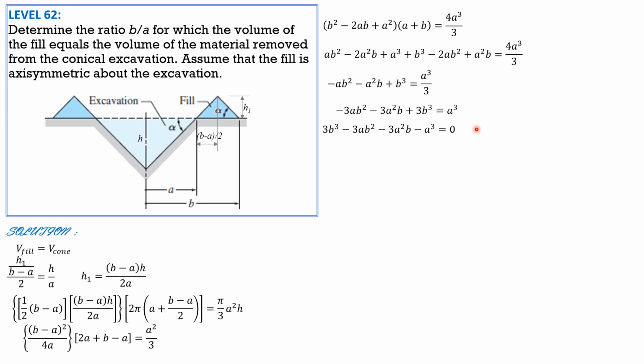So using the calculator, which is acceptable for cubic functions, we can solve for B. We can express B in terms of A, and the only positive root is 1.702A. Therefore, the ratio B over A can now be found. It is 1.702. So that's it for this problem.